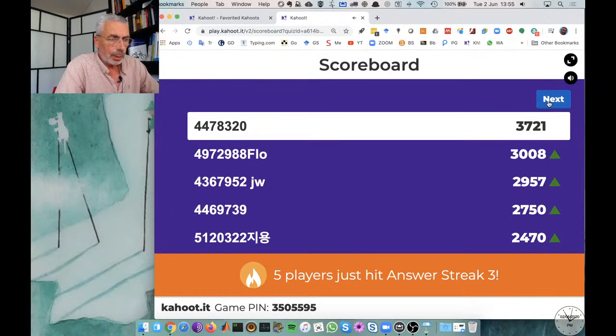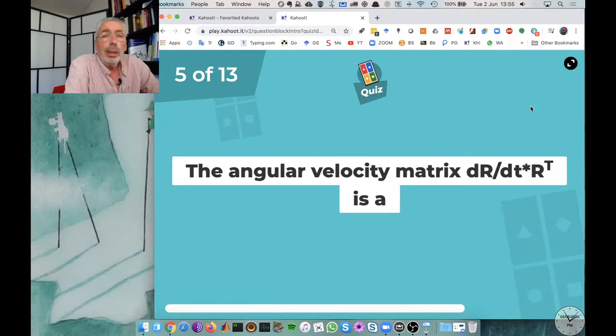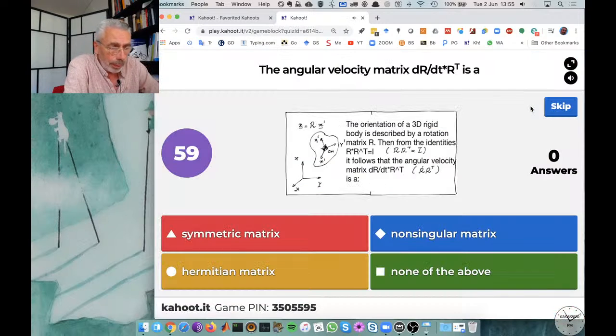Okay, next one. That's the last one on the content. So the angular velocity matrix, which is this W, which is R dot times R transpose. It's a matrix. What is the matrix? Is it symmetric? Is it non-singular? Is it Hermitian? Or is it none of the above? Symmetric, non-singular, Hermitian, or none?